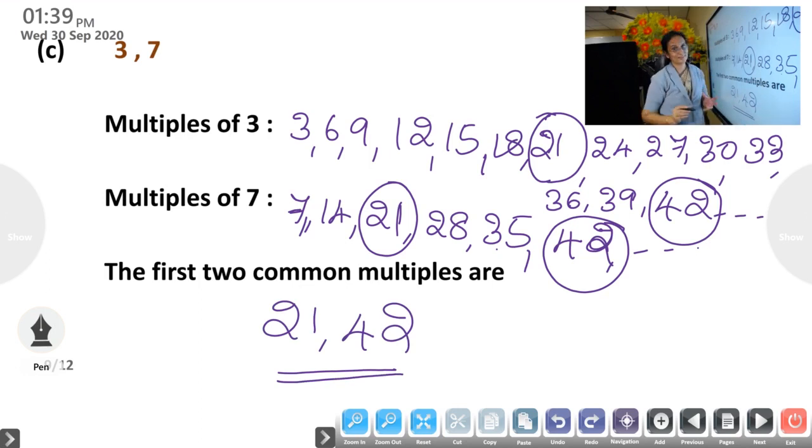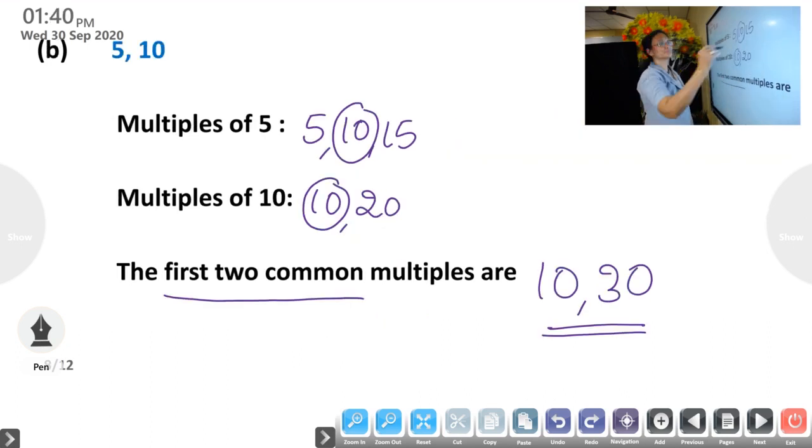Now if you get the first common multiple, there is an easy way for finding the next one. What is it? You just look at the numbers. 21 is the first common multiple, and double of that will be the next common multiple.